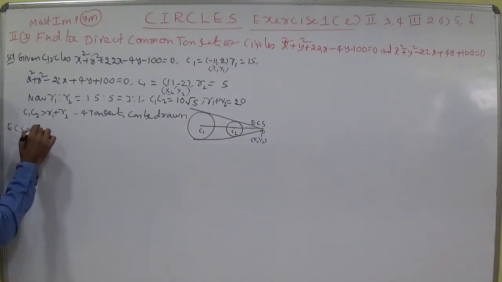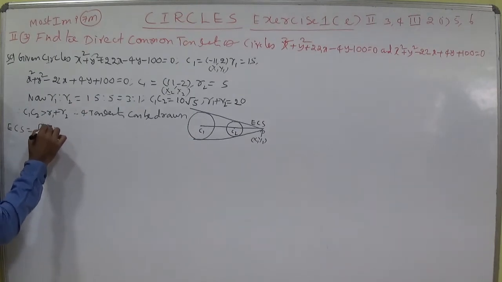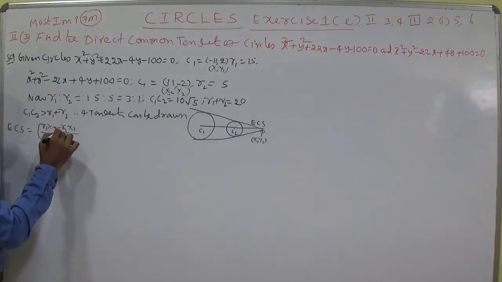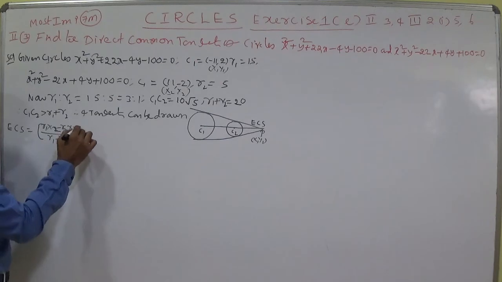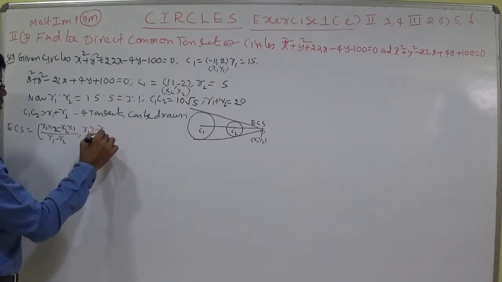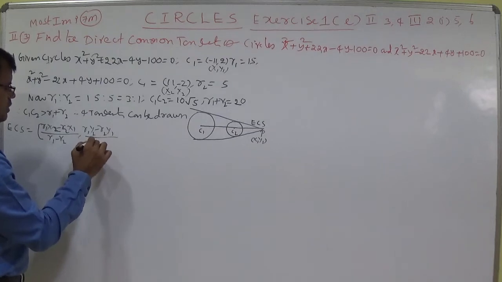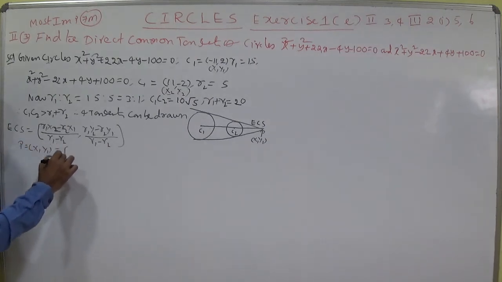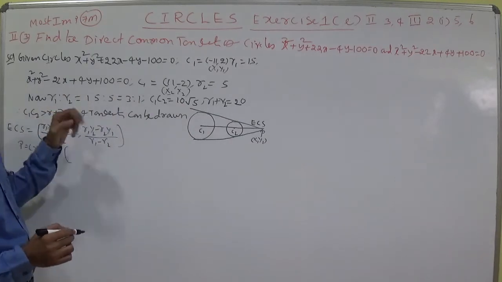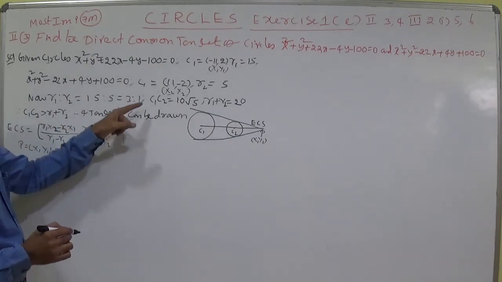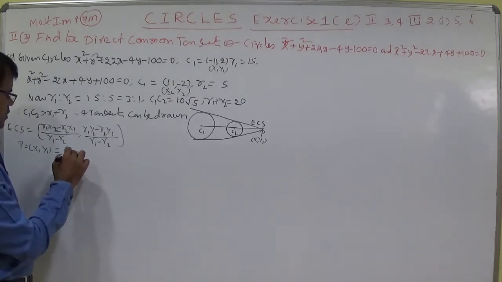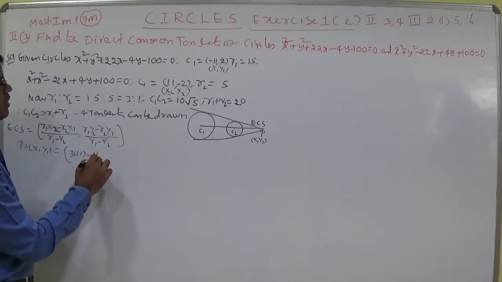ECS is equal to, let us write the formula: R1 x2 minus R2 x1 by R1 minus R2, comma R1 y2 minus R2 y1 by R1 minus R2. That is equal to ECS, put P here. P x1 comma y1 is equal to, what is the R1? Don't write 15 here, already I had written 3. 3 x2, R1 x2. So 3 into 11. R1 x2 minus R2 x1. So 1 into minus 11.